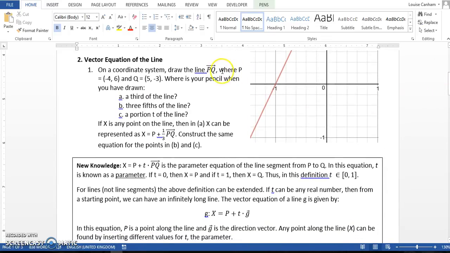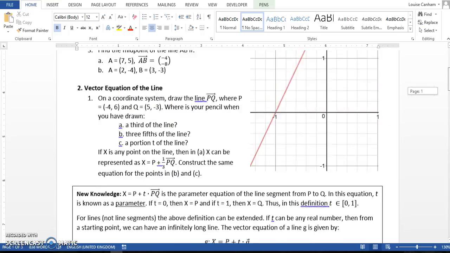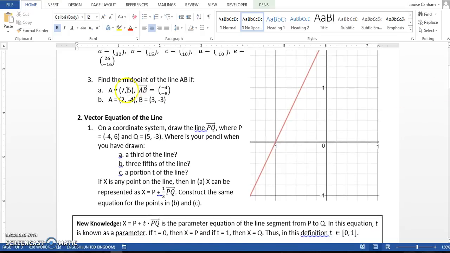So you're asked to draw a line, P to Q, and you're given the coordinates of P and the coordinates of Q. And it asks you to think about going from P to Q, where on the line is your pencil if you've drawn a third of the line. Now finding a third of the line is very similar to what we did here with finding a midpoint. You could do P plus a third from P to Q to find out the coordinates.